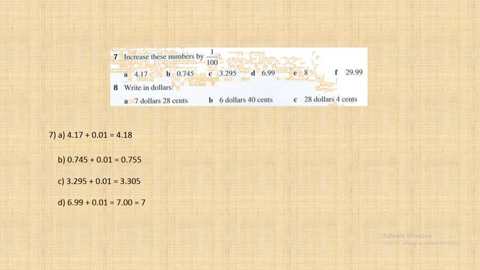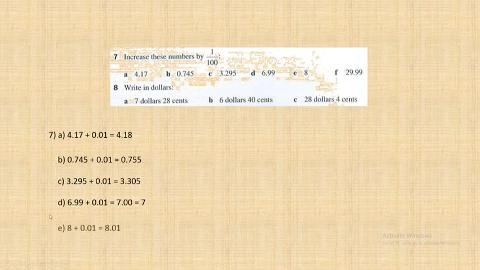Question number D, 6.99. If I add 1 to the 9, it's going to be 0 and carry up 1. So 1 plus 9 equals 10, so it means 0 and carry up 1. So which is going to be 7.00, and this equals 7. It's a whole number.